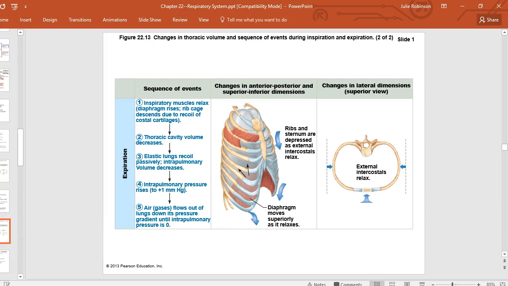Expiration, on the other hand, is a passive process. You know, when people sigh and it feels kind of good to sigh, part of the reason for that is that you're relaxing those muscles. You're relaxing the intercostal muscles, you're relaxing the diaphragm. All of that is going to decrease the volume of the thoracic cavity and then force air out of the lungs.